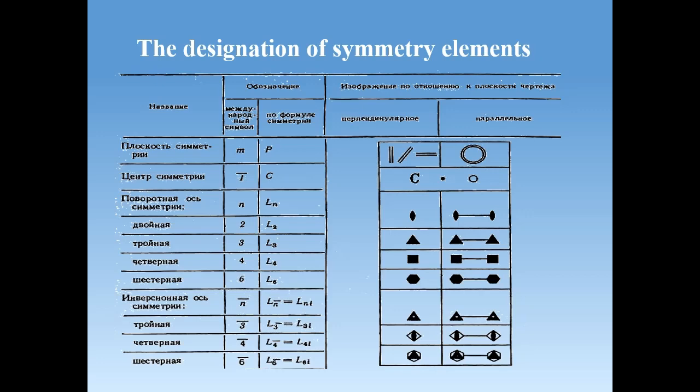And if you look at the formal symmetry, the symbols are different. Plane P, center of symmetry C, ordinary axis of symmetry L with N, and inversion axis of symmetry Ln minus. And now you can see the imagination of symmetry elements on the plane.